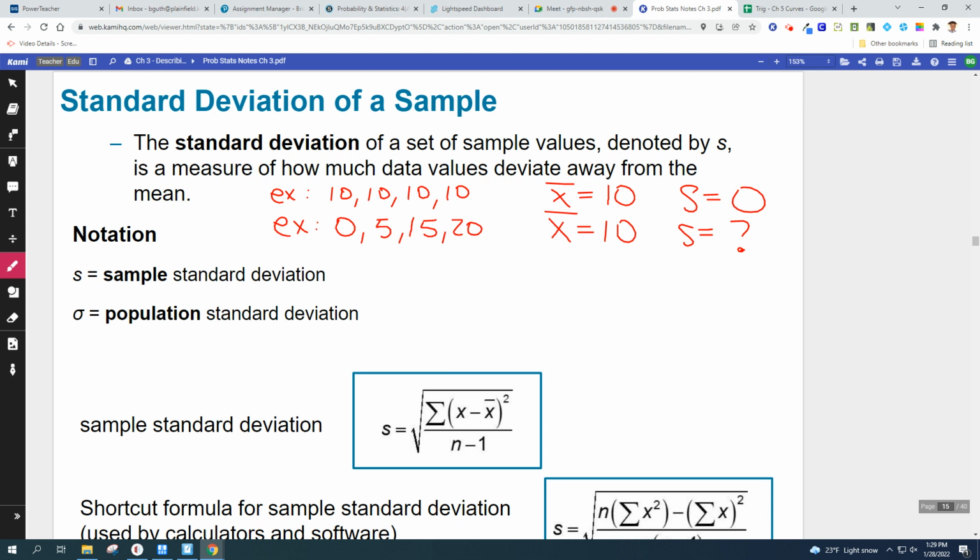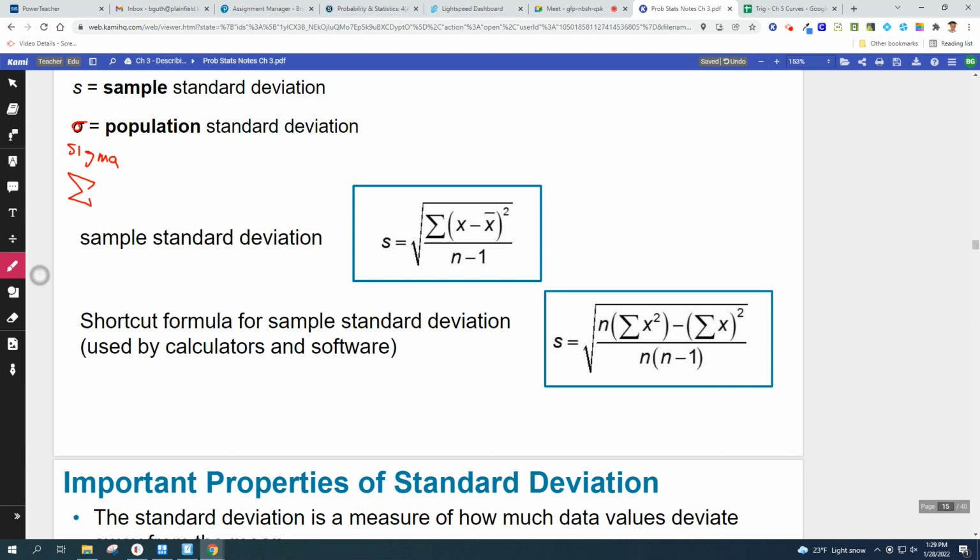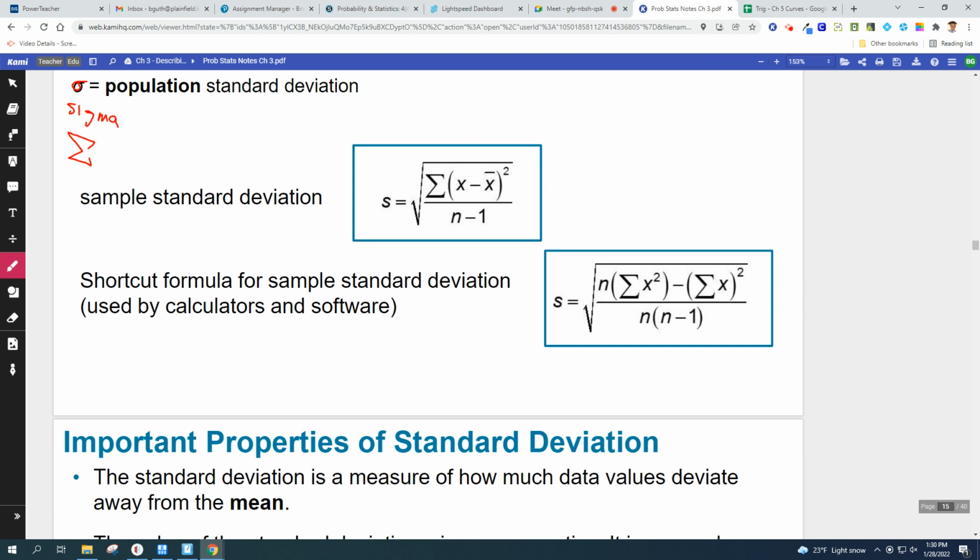S stands for sample standard deviation, and this is the Greek letter sigma. It's actually lowercase. We've also got an uppercase sigma that means something else, but this is lowercase sigma, and it's population standard deviation. All right, so they give you a couple of equations, and I'm not going to expect you to memorize these equations, but you are going to have to be able to use them.